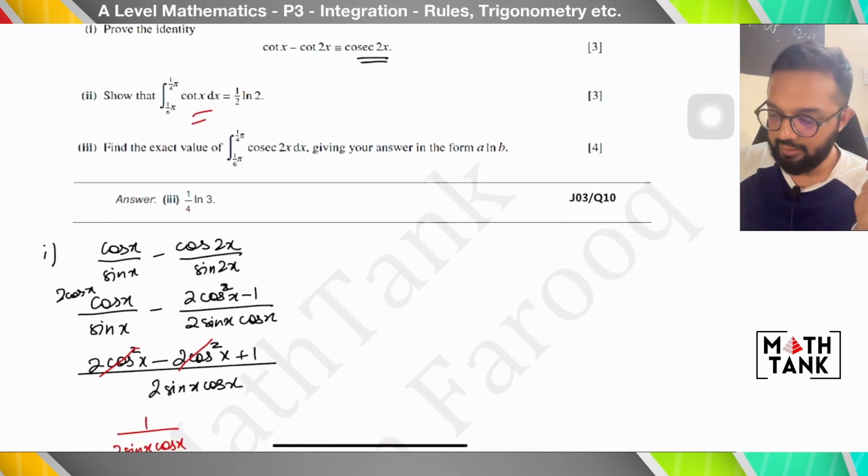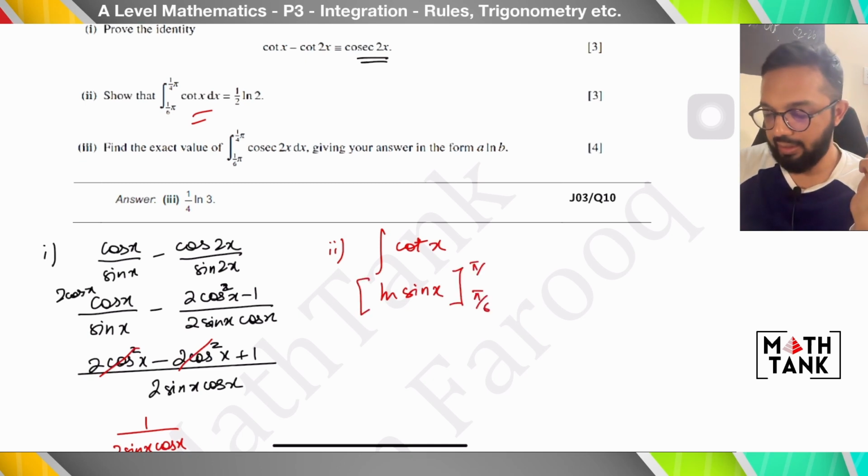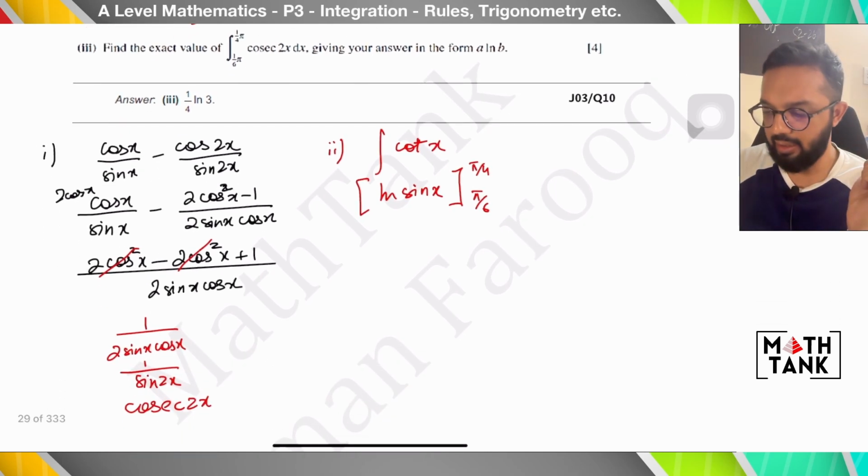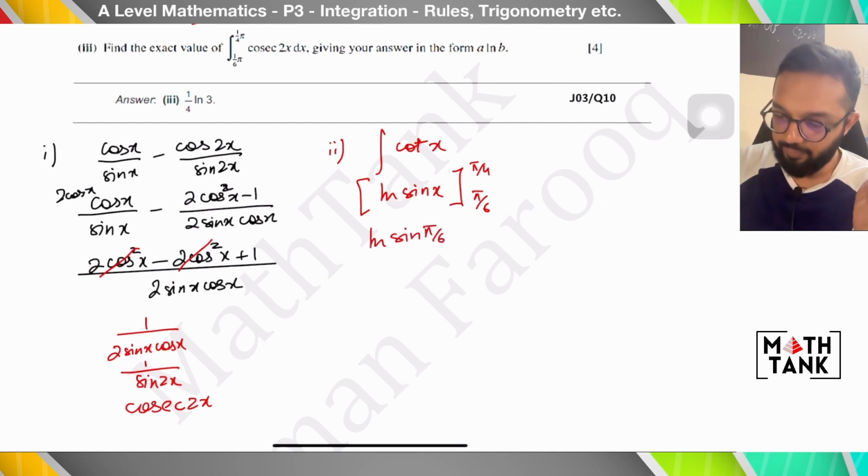Then it says integrate this. So I know that the integration of cot x is simple. It is ln sine x. I have to remember that this is derived from integration by recognition. If you want to know how it's derived, please go back and watch the video on integration by recognition, and that should give you a fair idea of what's going on. Ln sine pi over 4 minus ln sine pi over 6.